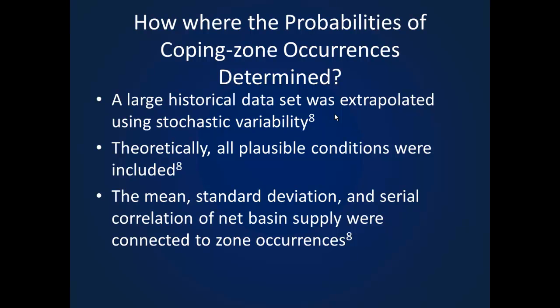But what they did discover is that the mean water level, which makes sense, the average water level, the standard deviation of that water level, which is how variable it is in any given time frame, and the serial correlation, which means essentially how much the current water level is based on the past, and how much the current water level will influence the future, those three factors together essentially determined how likely it was that you would end up in one of these three zones.